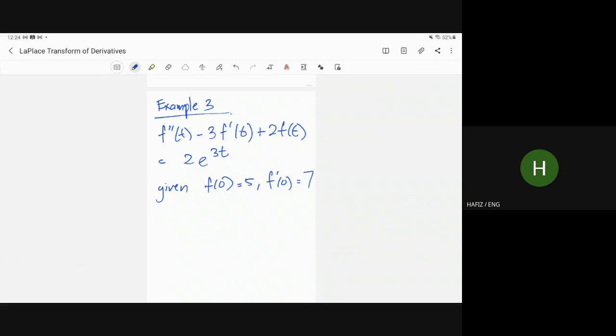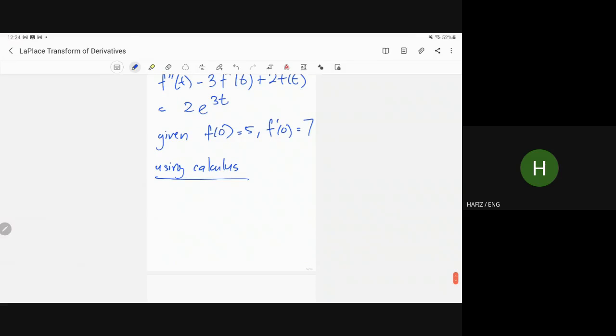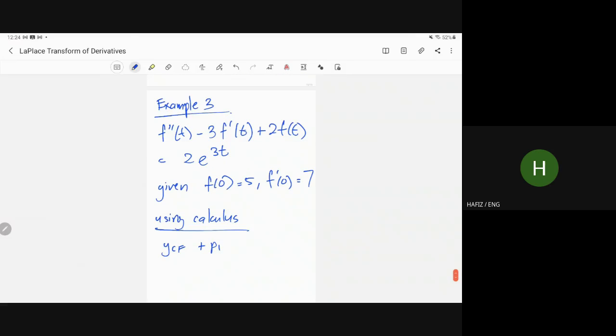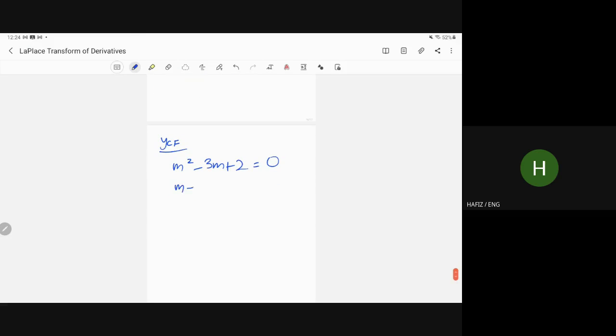Okay, so same as before. First, we'll start using calculus. So if you remember, when you are trying to solve a second order differential equation, you need to find YCF and then YPI. So first we will find YCF. To find YCF, we set the left hand side to become a quadratic equation. Right, remember? And then you can factorize this.